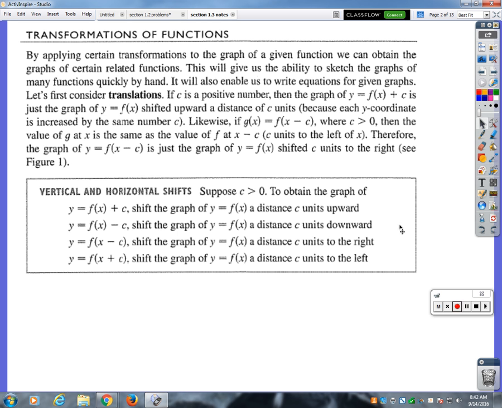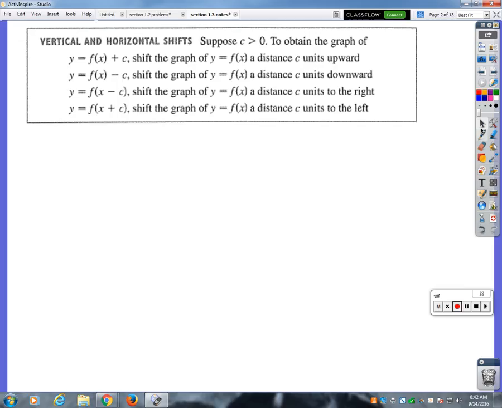Do you need to write this down? Probably not. If you add something to the graph, it goes up that far. If you subtract something, it goes down. If you subtract something inside the parentheses, then it moves to the right. And if you add something inside the parentheses, it moves left. Look at how difficult they write that. They could just say y equals f of x plus c, shift up.